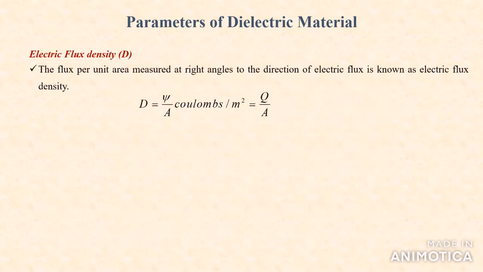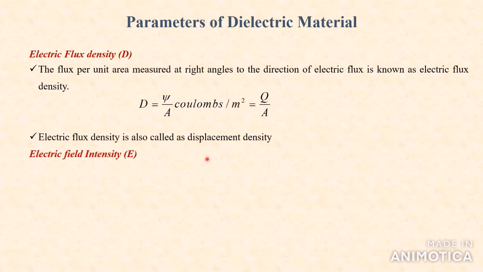So next, electric flux density. Electric flux density is defined as the electric flux per unit area. Okay, psi by A, or by Gauss law we know that psi is equal to Q. So Q by A. So electric flux density D is also called a displacement density.